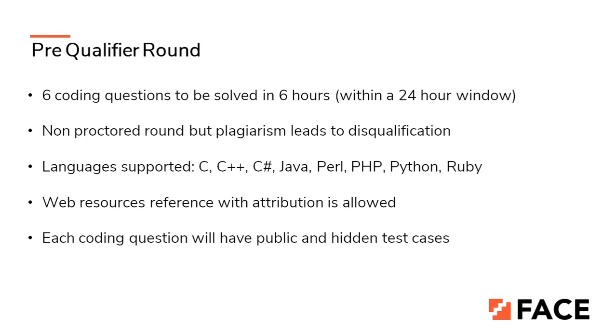Now each of these coding questions, we spoke about 6 different coding questions. Each of them will have public as well as hidden test cases. So basically whatever code that you've written, whether it's correct or not, will be checked using these test cases. Now you are considered to have completely cleared a question if you pass all the public, those are your visible test cases, as well as your hidden test cases.